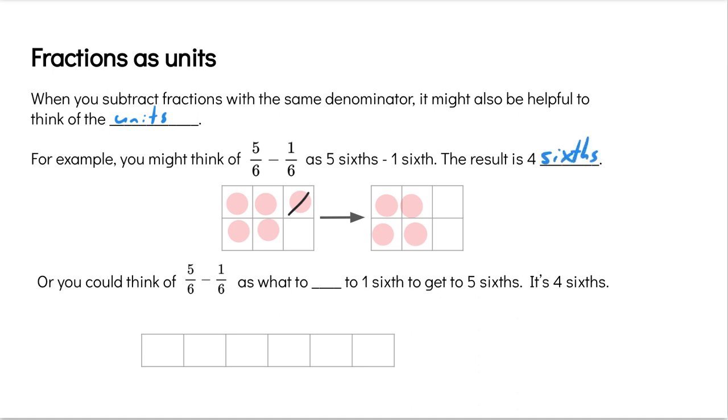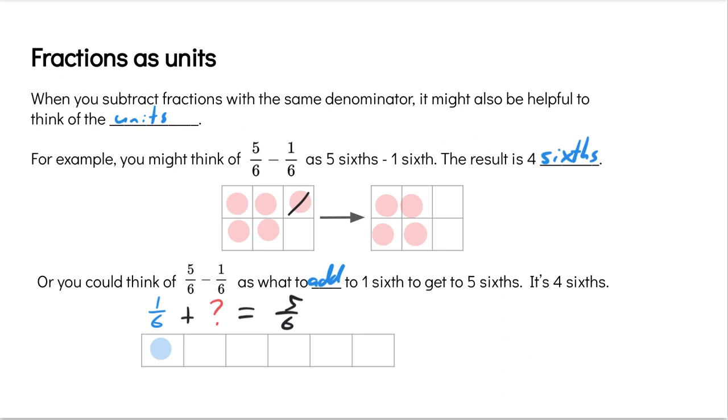Sixths. Or you could think of 5/6 minus 1/6 as what to add to 1/6 to get to 5/6. And the answer is 4/6, but let me show you why that is. Another way that you can rewrite this expression, 5/6 minus 1/6, is you could say 1/6. Let's draw that in here. Here's 1/6. What would we need to add? We would need to add something to get to 5/6. What would that thing be?